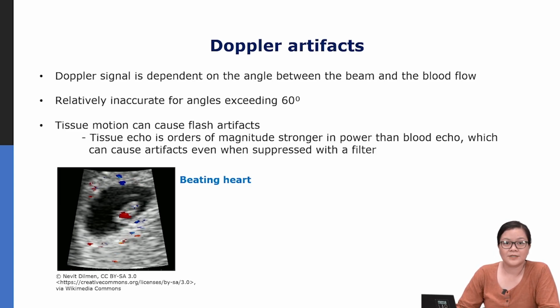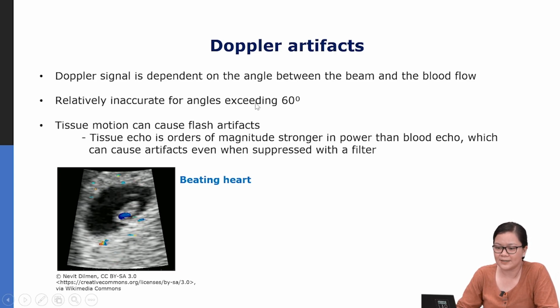But tissue motion can also cause artifacts in Doppler, known as flash artifacts. If the tissue is also moving, then the Doppler ultrasound will sense that it is a moving structure. You can see here in this image of a beating heart that there is a vessel somewhere in the middle of the image, but there's also some color map signal coming from around the tissue region. It's because the Doppler is visualizing this as a moving target. So these are considered artifacts.